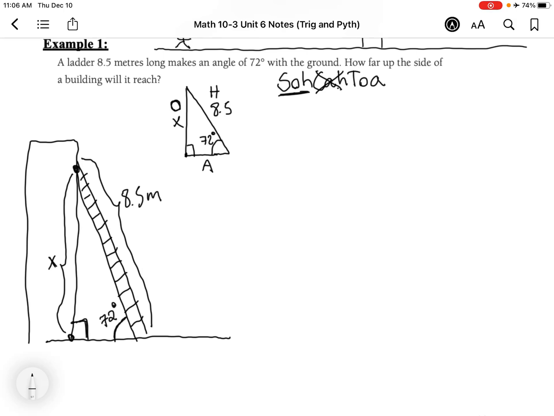All right, so let's write down the sine ratio. Sine of theta equals opposite over hypotenuse. And now I'll fill in what I know. So I know my angle is 72 degrees. So that's theta.